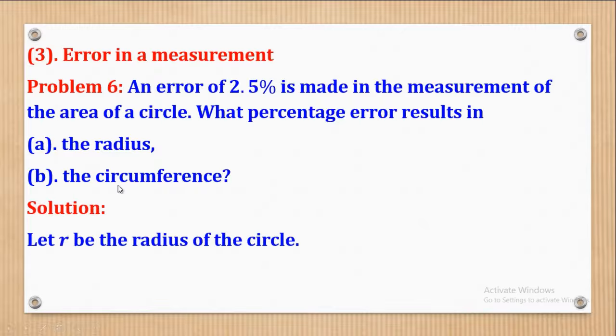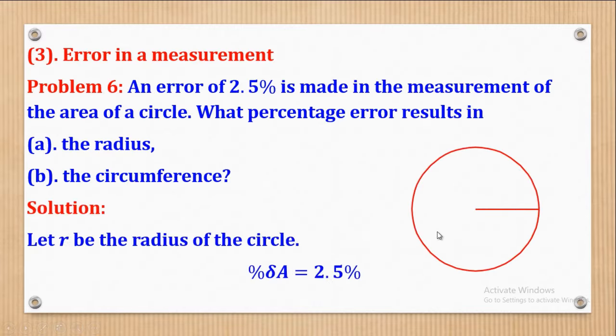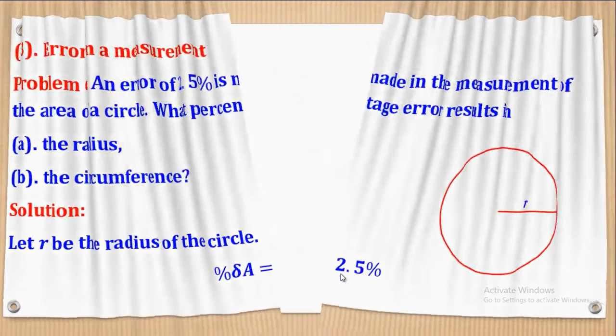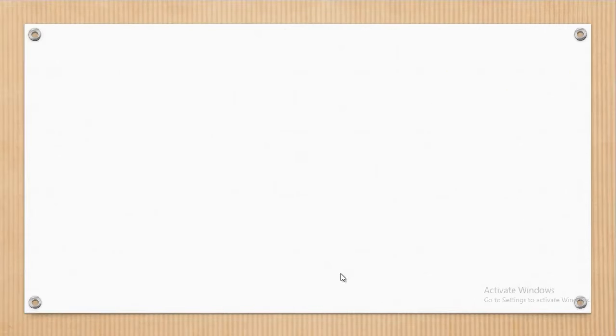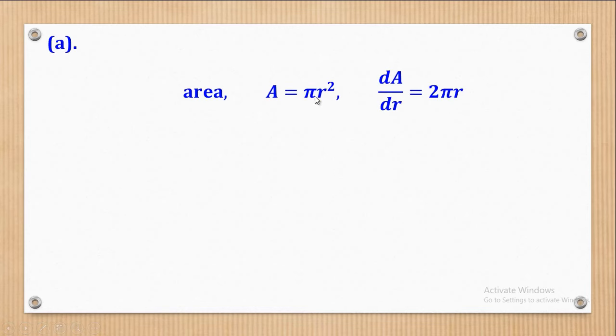circle. Now let r be the radius of the circle. What does that mean? It means that this will be the radius, this will be the circle, and the percentage error in measurement of the area is 2.5%. Now know that area of a circle is given by pi r squared. I think you can see that now for this case the area is in terms of only one variable. Therefore we can go ahead to differentiate to give us dA/dr being equal to 2 pi r.